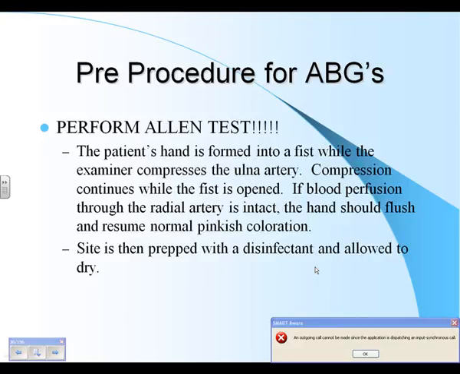It's very difficult. If you're doing it in the radial artery, which is the most common place, now you do have the brachial artery that can be used as well as the femoral artery. But the most common is the radial. You want to have the patient perform the Allen test. Y'all remember talking about the Allen test and assessment?